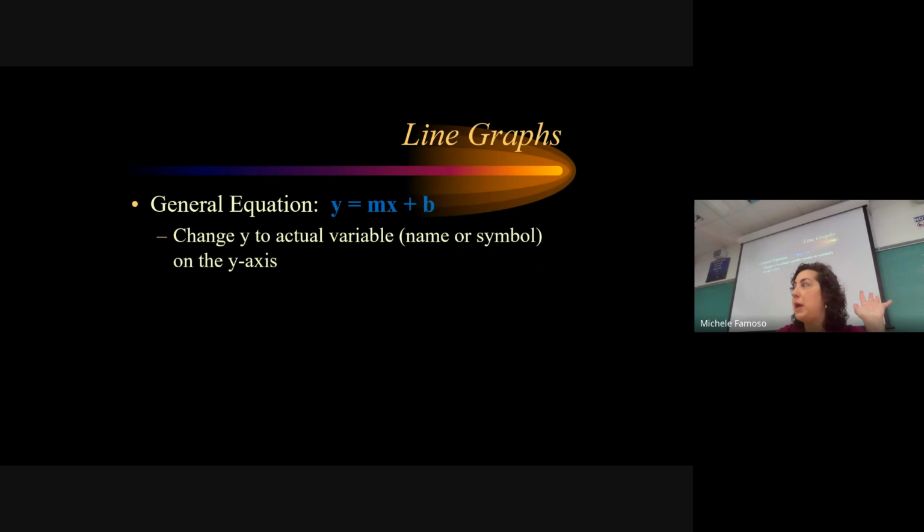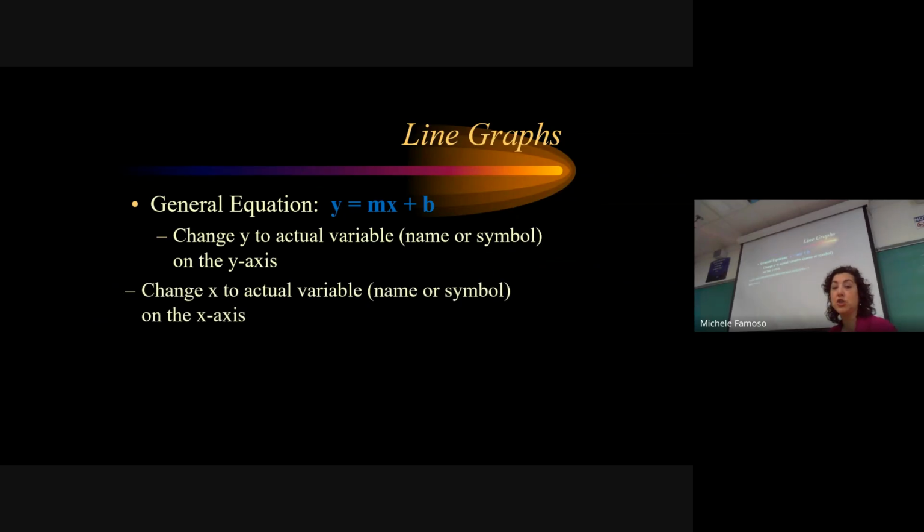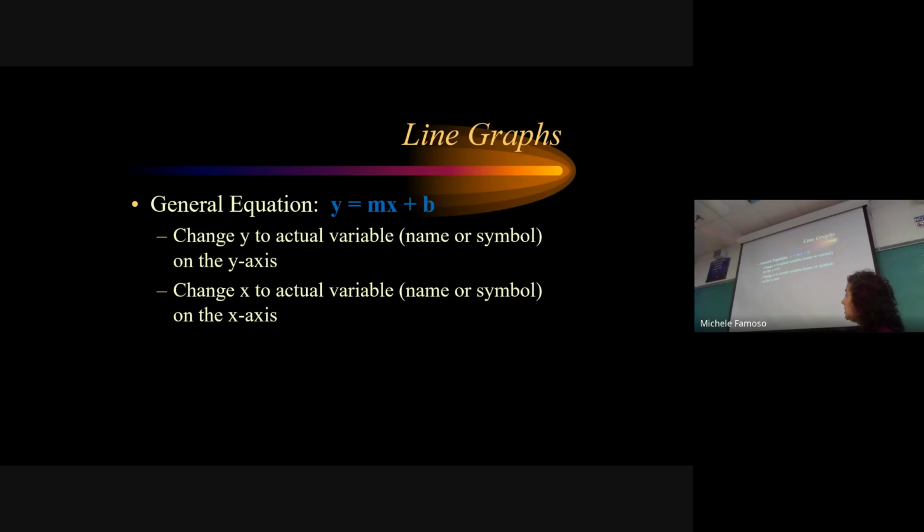So you know how we made one graph that was a speed time graph for homework? What was on the y-axis was speed. So I would change the letter y to speed. I would say speed equals. So now you're telling me that speed was on the y-axis of your graph. Then you're going to change out the letter x to the name of the actual variable that was put on your x-axis. So in that speed time graph, I would change the letter x to the word time.